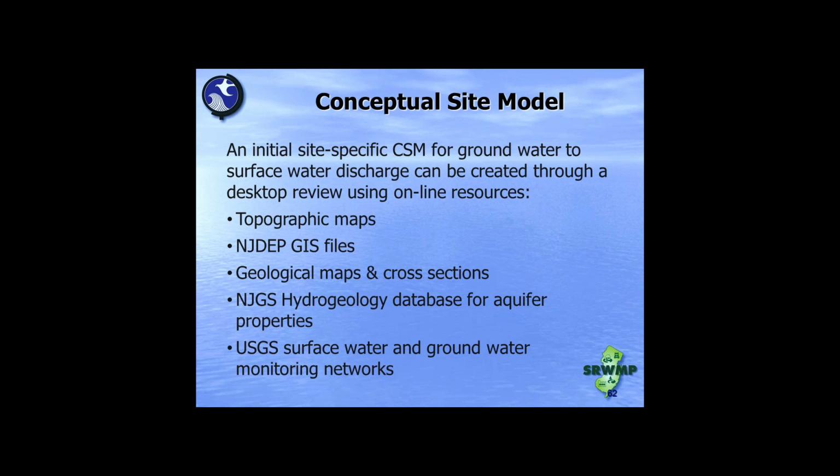Now, initially, you can create a preliminary conceptual site model using several online resources that are available. These include online resources for topographic maps, geographic information system files, geological maps, hydrogeologic parameters from the Geologic Survey's database, and surface and groundwater monitoring networks from the Geologic Survey. And in the actual guidance, there are web links that you can follow to get to these particular sites.